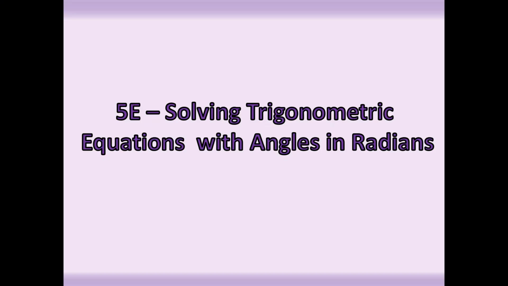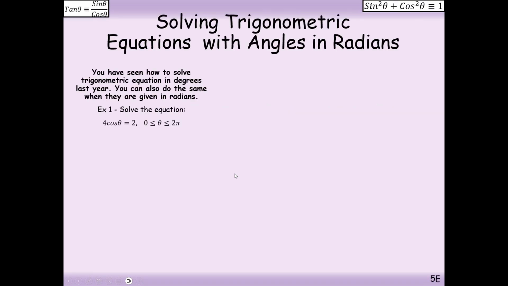Welcome back to this section of the course where we will be solving trigonometric equations with angles measured in radians. So, there we will look at three in-depth examples, the first of which is this equation. We have to solve 4 cos theta equal to 2 within this range of 0 to 2 pi, which is from 0 to 360, or rather in a full circle.